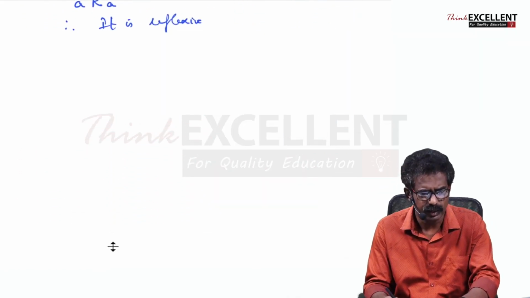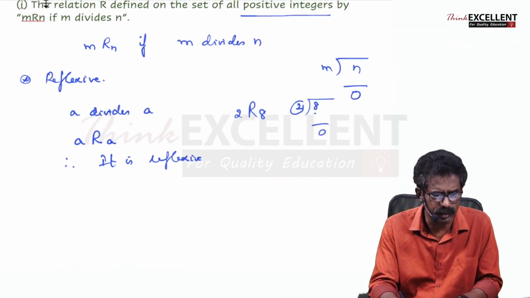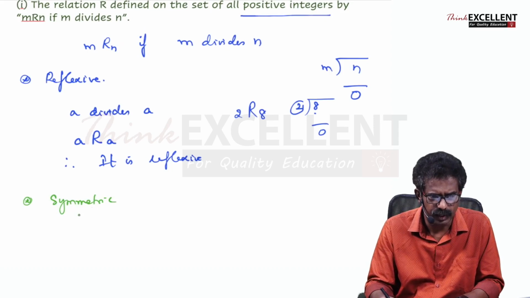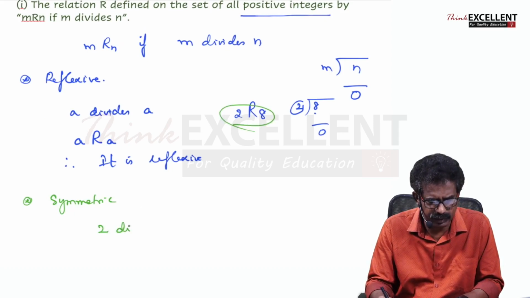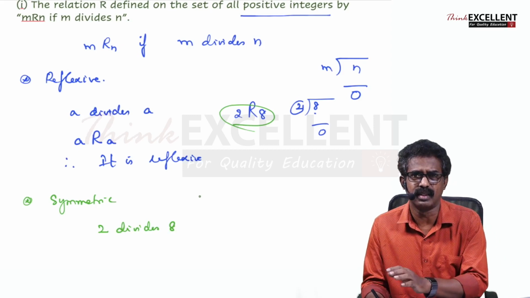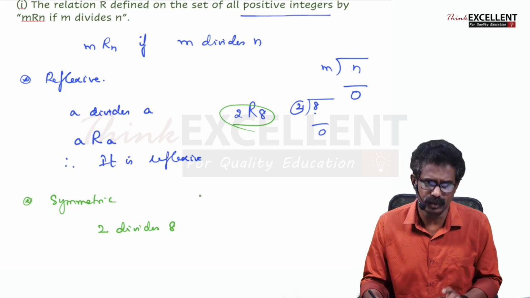Okay. Now, same question, we check the second one. Symmetric, right? So now we have to check for symmetric. Earlier I said one example, now I am taking that. 2 divides 8. 2 divides 8, that is, 8 can be divided by 2.